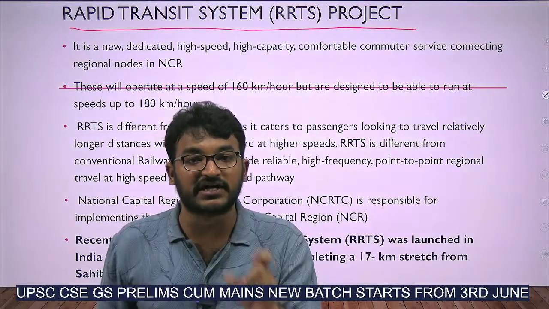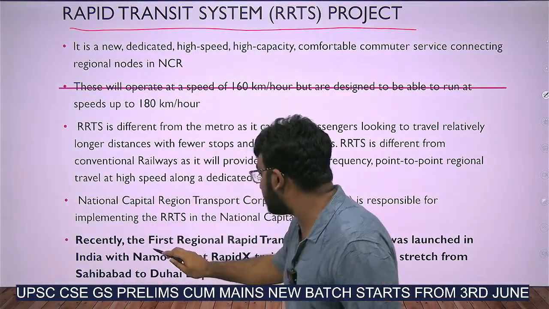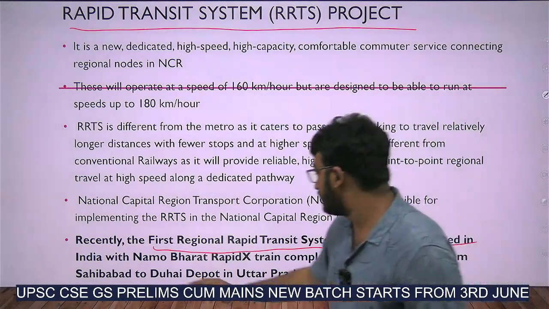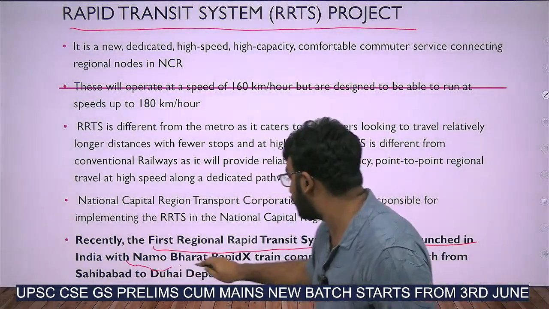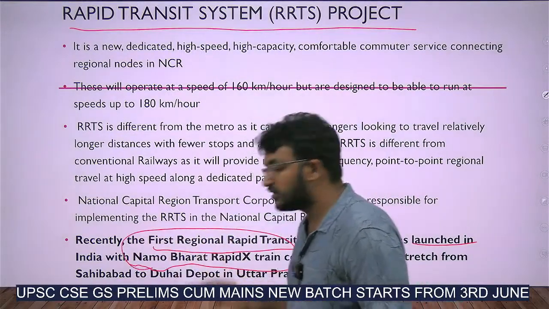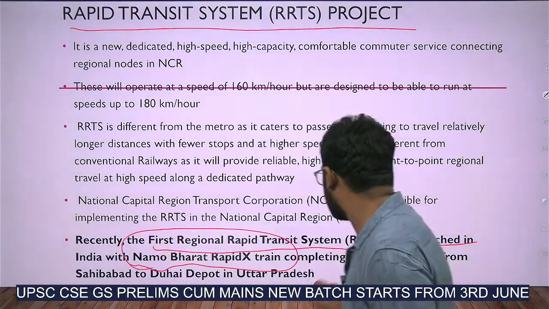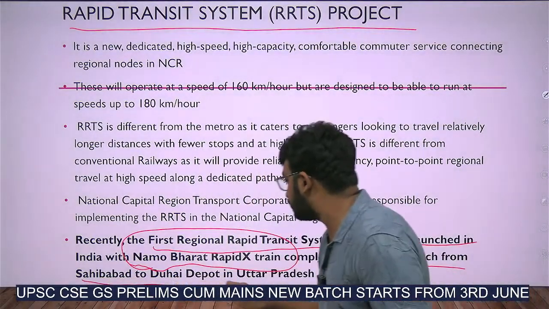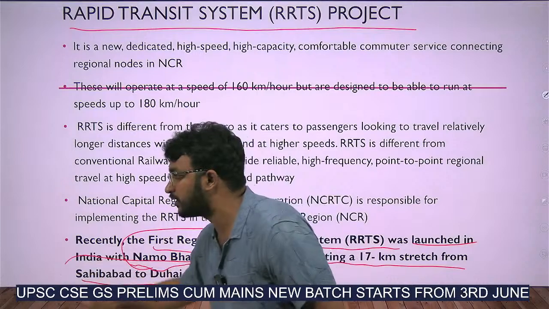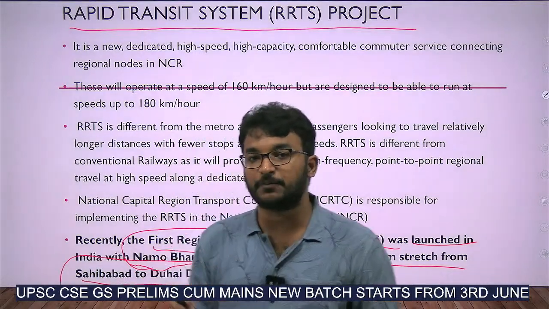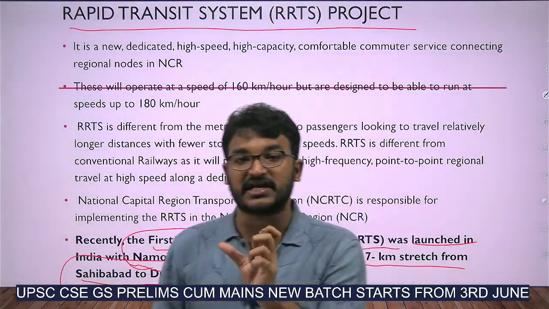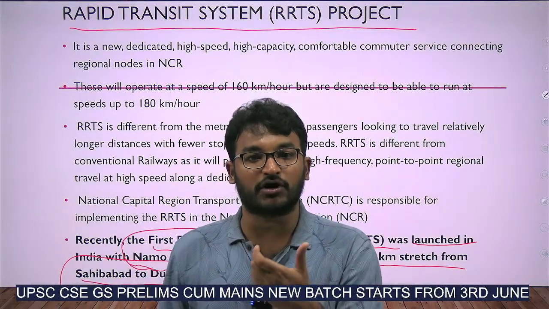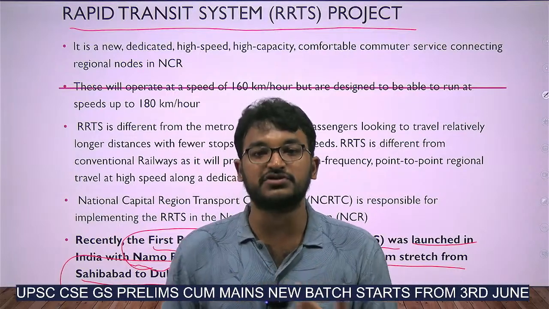And where was it started for the first time? Recently, the first regional rapid transport system was launched in India with the name Namo Bharat Rapid X Train, completing a 17-kilometer stretch from Sahibabad to Duhai Depot in Uttar Pradesh. Remember this because this can be asked in one of the statements. May not be a standalone question, but in one of the statements it can be asked. It can be used in your elimination.